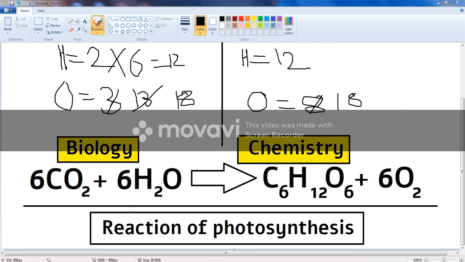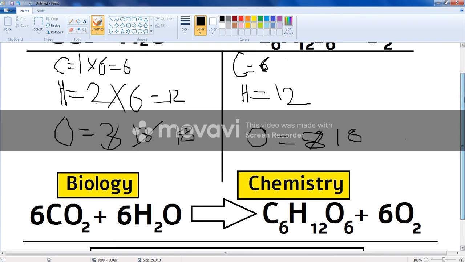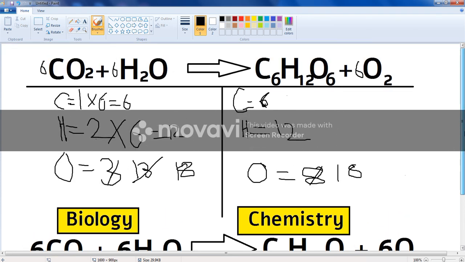One note for this: this is the reaction of photosynthesis, and this question comes in both biology and chemistry in the same pattern. In biology it can be asked to write the balanced chemical reaction of photosynthesis, and in chemistry it can be asked as balance the reaction of photosynthesis. So this is a very important question for your exams. So this is case study 1, and in the upcoming videos I will tell you about case study 2.